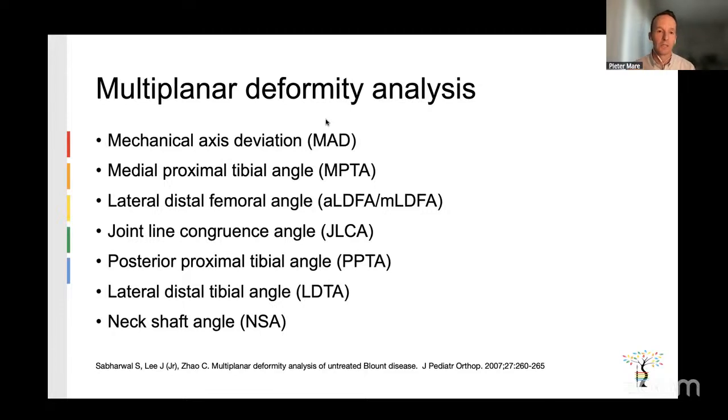Before we go on to treatment, I just want to stand still for a moment. You have to do multiplanar deformity analysis when we see these children, because they can have a lot of associated abnormalities. So we quantify the deformity by measuring mechanical axis deviation, look at the proximal tibial varus with the MPTA, the lateral distal femoral orientation. Knee instability can be measured by looking at the joint line congruency angle, and the procurvatum, very importantly, is measured by the PPTA. And then we need to look at the ankle with the lateral distal tibial angle, and also at the hip at the neck shaft angle. The subtalar joint is not here, but that's a clinical evaluation that you need to make.